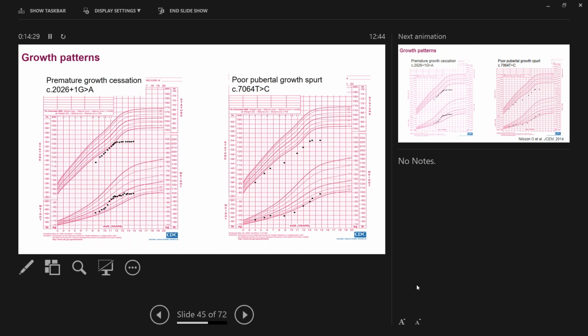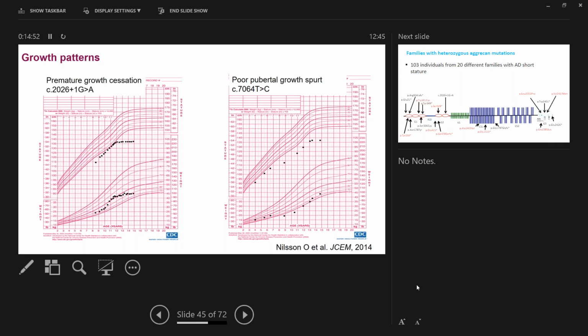other families, a girl with type 1 diabetes that just suddenly stopped growing, and another girl that, similar to our boy, was trailing off and had an advanced bone age. And then you can see she had a very disappointing growth spurt during puberty. In sequencing, we identified heterozygous mutations in aggrecan in all these 3 families, and it co-segregated perfectly.